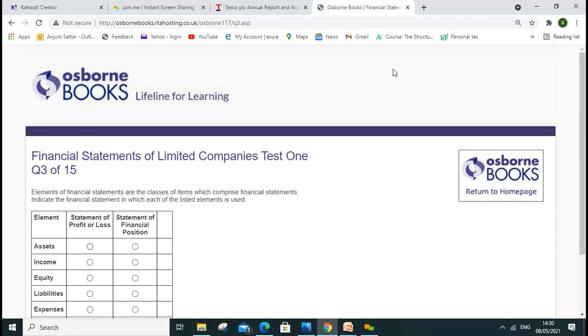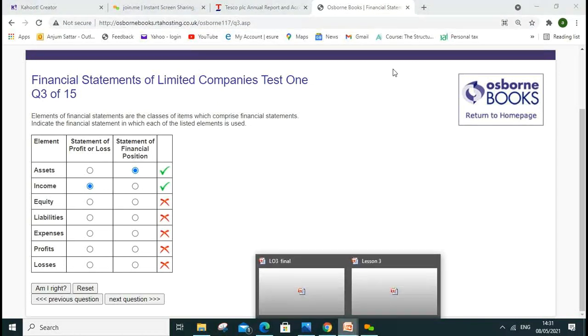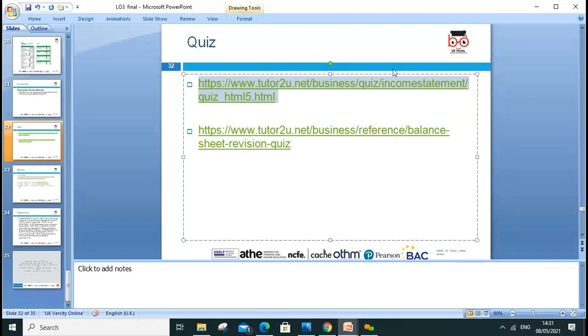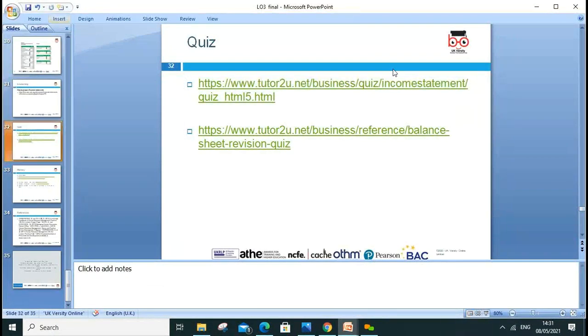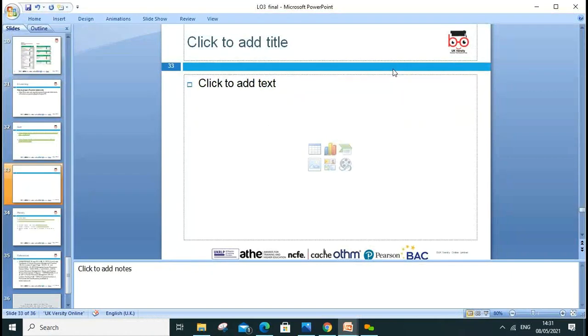Then you can look at which statement an asset goes in, and which statement income goes in, so you can pick from these boxes. It is quite good to do this practice in your own time, so please do so as well. You can call it homework.